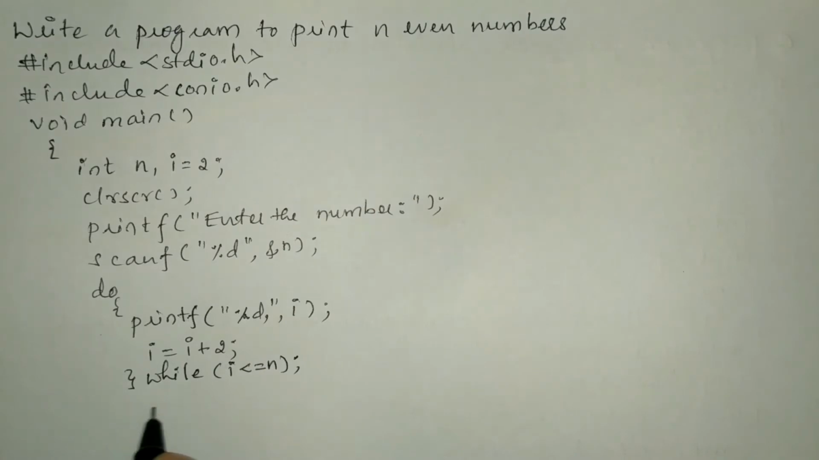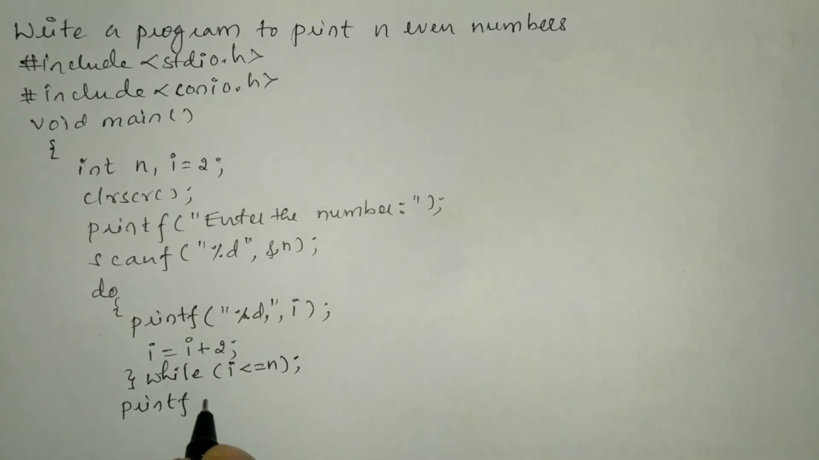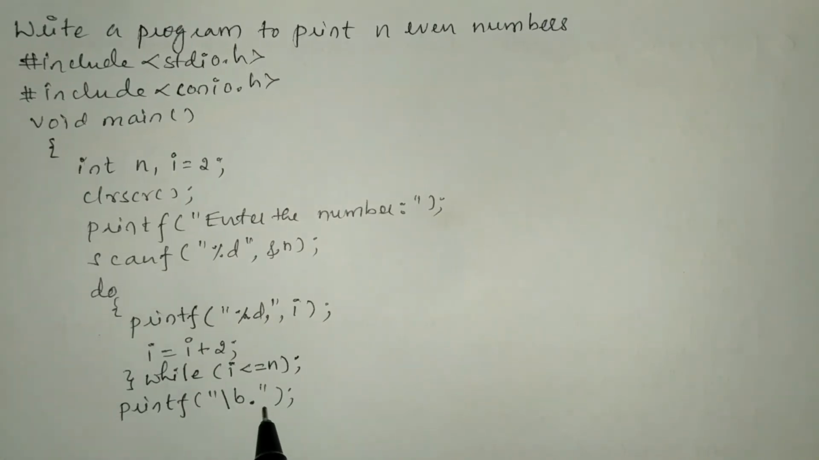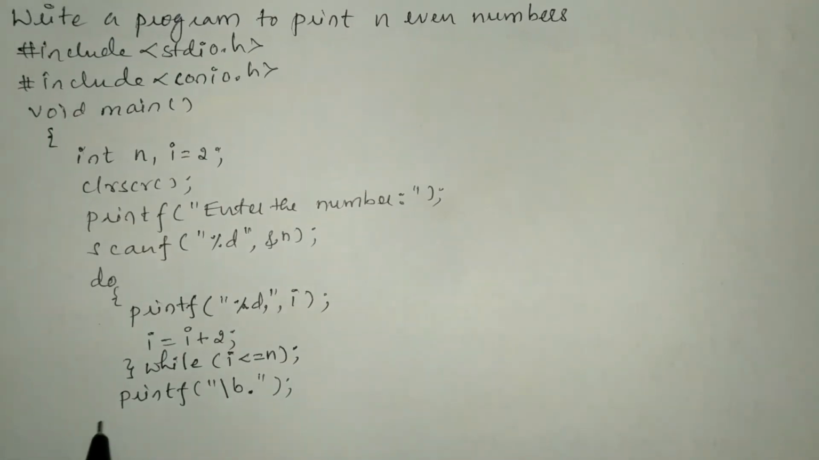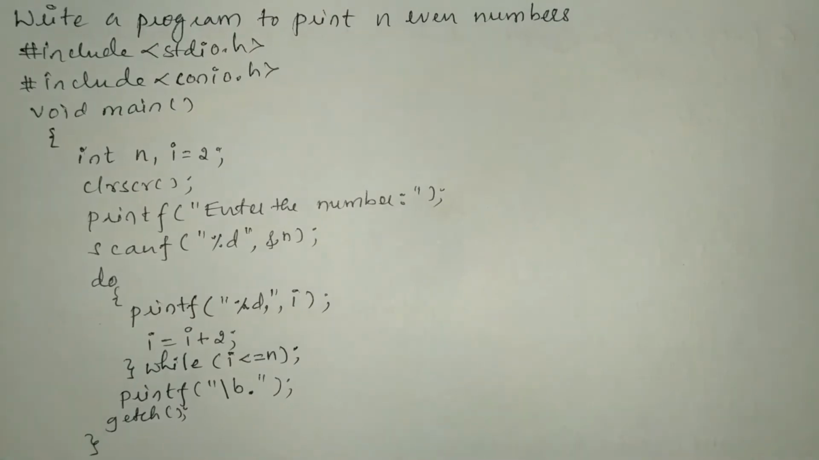Here I'm going to write one more statement in order to format the output in a proper way. So a printf statement, in a double quotation mark I'm going to use one of the escape sequences called \b. It is going to provide the backspace. After backspace it is going to put a full stop over here, and then end the double quotation mark, and put semicolon over here. Here I'm going to write getch, and then curly closing brace for the main function.